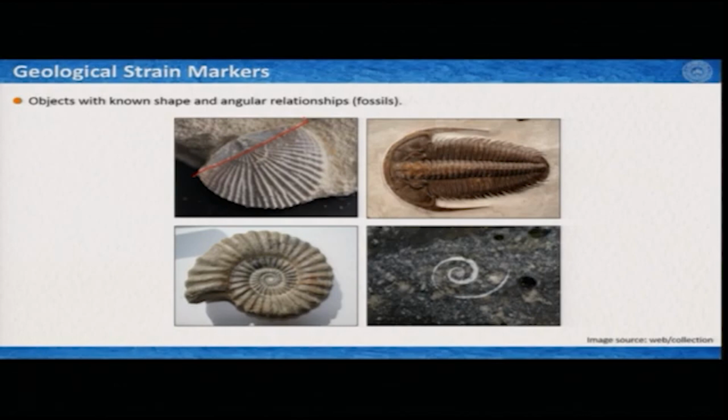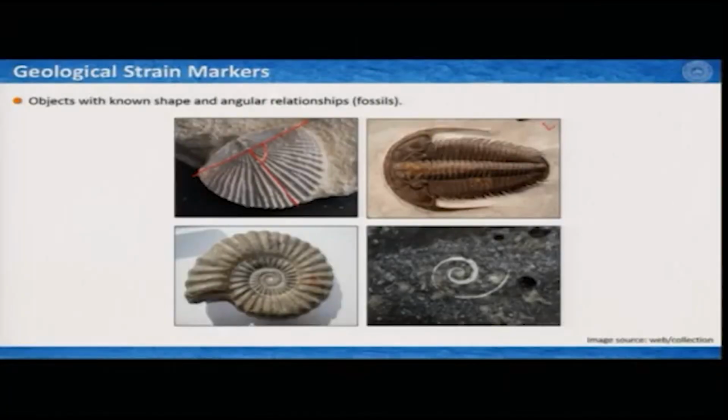So this line and this line, if you consider, this is 90 degrees if it is undeformed. If it is deformed, and you see that these angular relationships are not maintained in some exposures, then your rock is deformed, and using this you can analyze the strain.